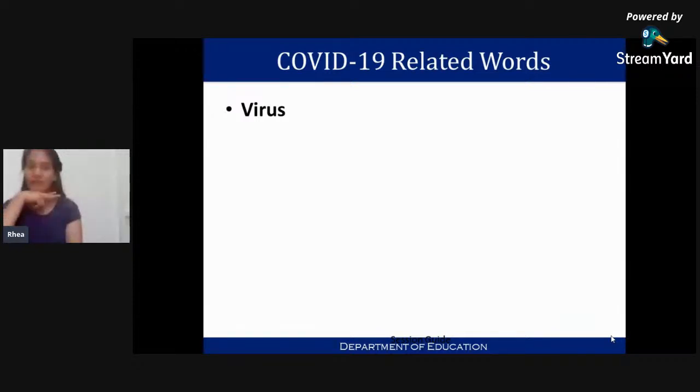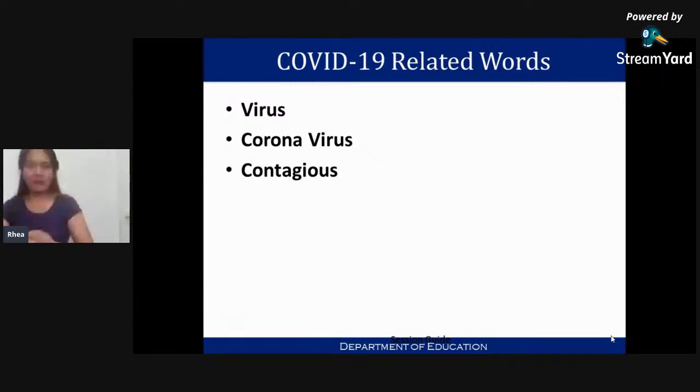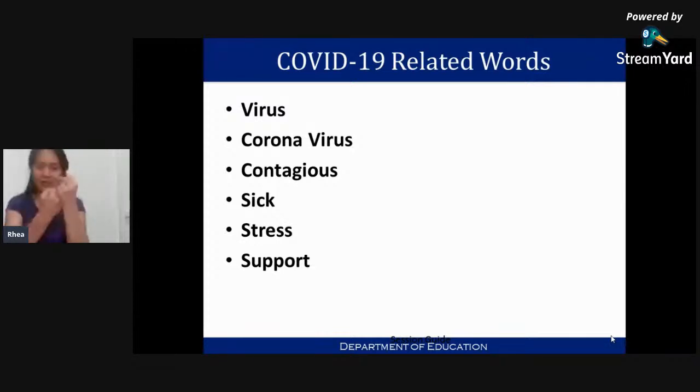Kanina, we've studied that, the virus, the coronavirus, it could be like this. And it could be like this. Corona. Nakikita niyo yan sometimes, many times sa mga sign language interpreter sa TV. This is coronavirus. Contagious. Nakakahawa. From here, spread out. Contagious. Okay pa? Sick. Next, stressed. Support. But we have the support from here going there. Support.